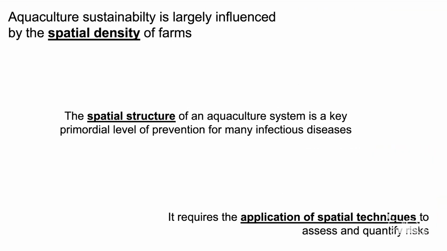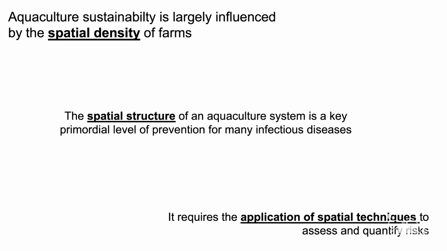Over the years, I've realized that aquaculture sustainability is largely influenced by the spatial density of farms. In many places that I've been, I had the opportunity to explore the epidemiology of infectious diseases. The key factor that appears is the spatial characteristics of the distribution of the farms in different settings. We will see that spatial structure is actually a key primordial level of prevention for many infectious diseases.